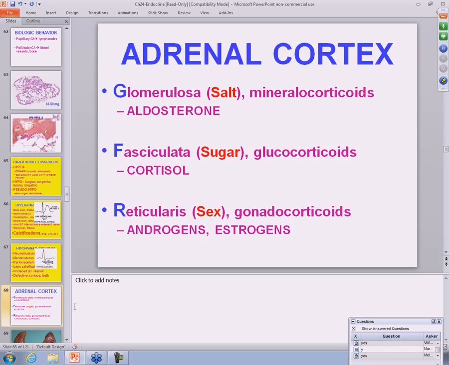Good. I want to tell you a really cool thing about the adrenal cortex now. We're going to talk about the adrenal cortex endocrine gland rather than the adrenal medulla first. There are two glands, just like anterior and posterior pituitary. One's basically neurologic. The other one is glandular.